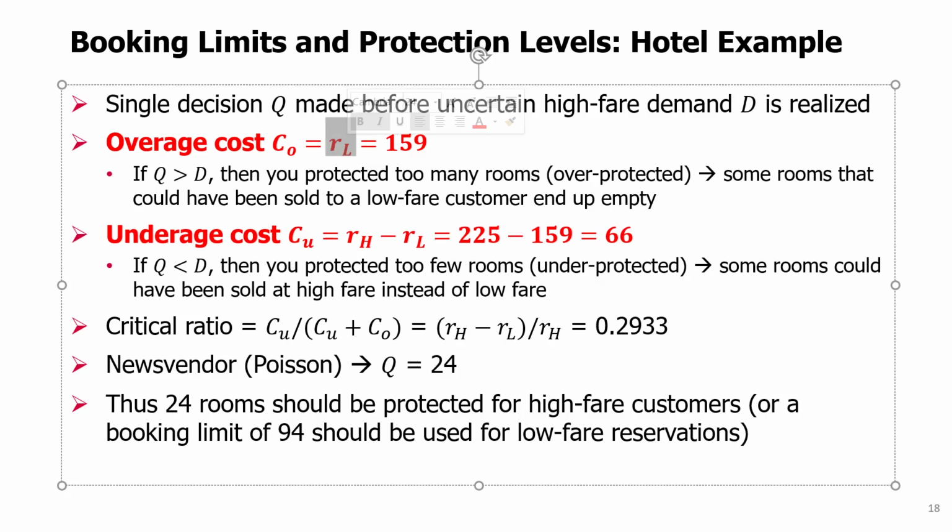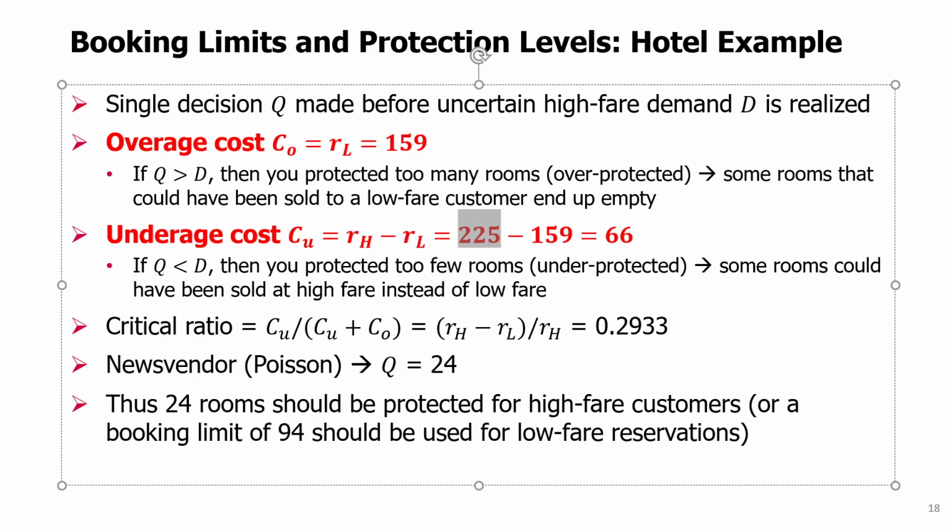And because of this, we just lost the low fare. We could have sold those earlier at the low fare, but we protected them. We didn't. So we lost $159. And so the underage cost is if we protected too few and the demand happened to exceed quantity Q, then the problem is we no longer have rooms for the business travelers because we sold them for the leisure travelers. So we sold them at 159, but we now see it was possible to sell them for a higher price.